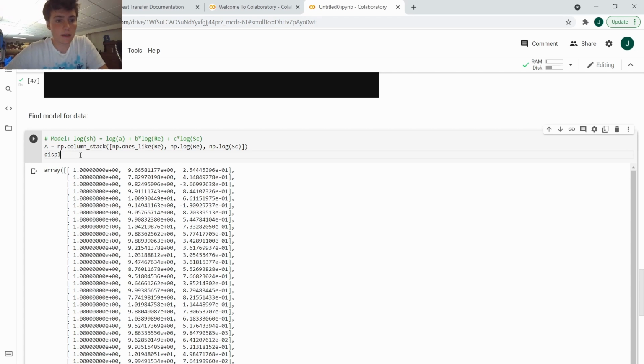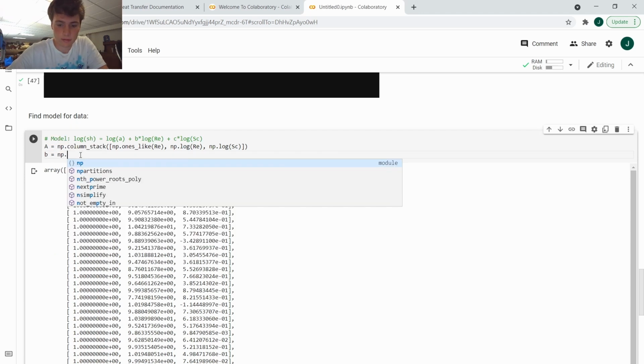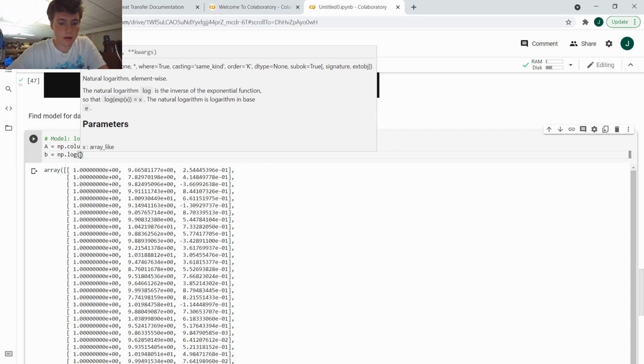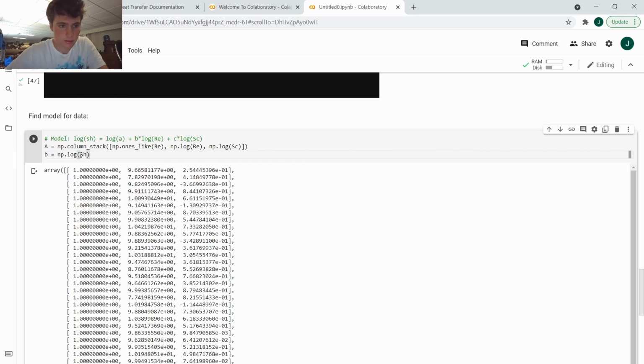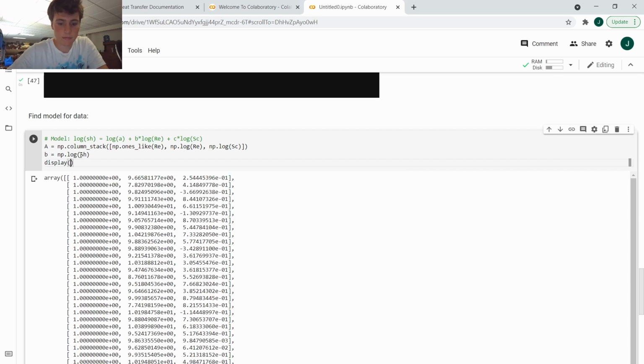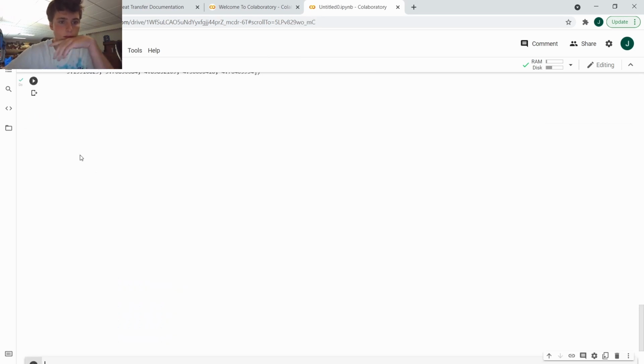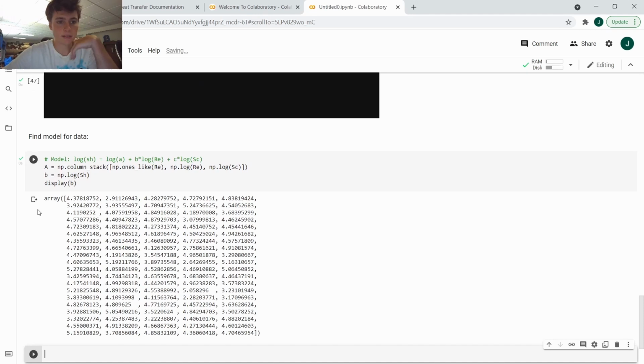And then we just need our B vector that was on the right hand side, which was just the log of the Sherwood numbers. So we can say B is equal to the log of our Sherwood numbers, just like that. You can even see what B looks like. The length of this is just 100, and it's the log of all our Sherwood numbers.